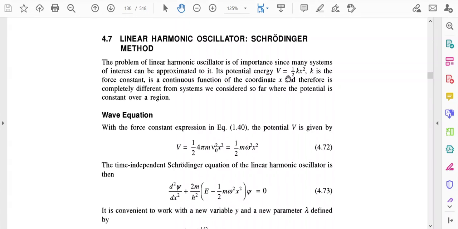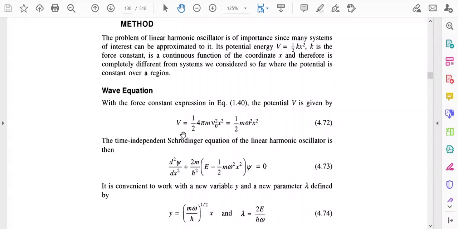Now, as V is equal to half k x square, we can write V is equal to half, and in place of k we write m omega square, because we know that omega is equal to root over k by m. So we are writing m omega square in place of k.